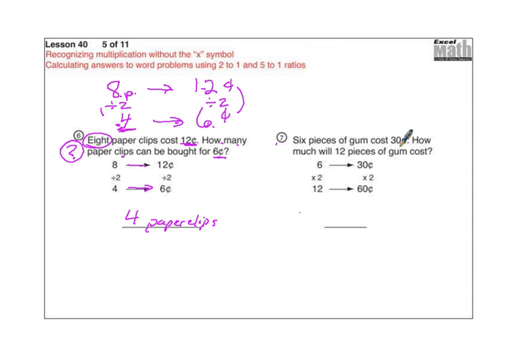6 pieces of gum cost 30 cents. You can see they put the 6. You might want to put a little G in there for gum, and for 30 cents, put the money. How much will 12 pieces of gum cost? You don't want to put the 12 over here under the money part. You want to put it so it's lined up with the gum part.